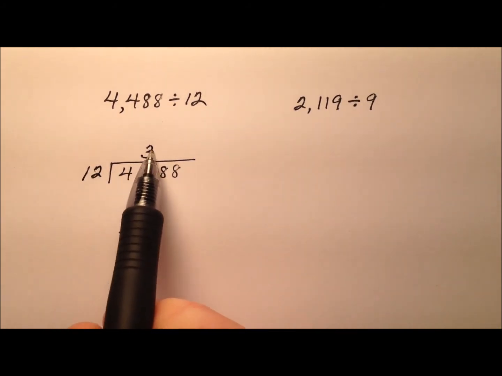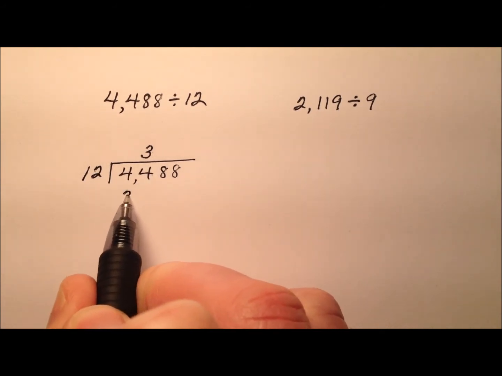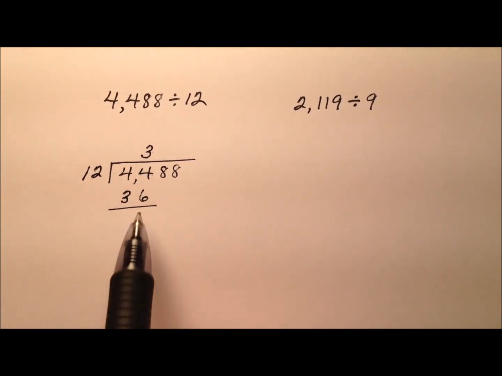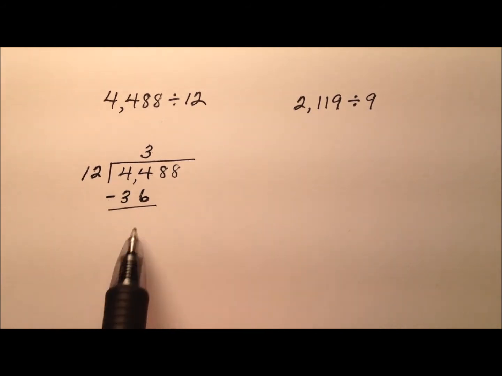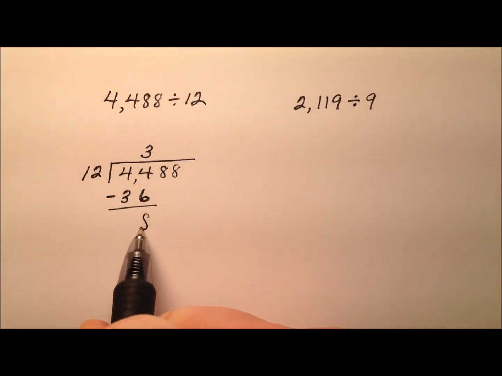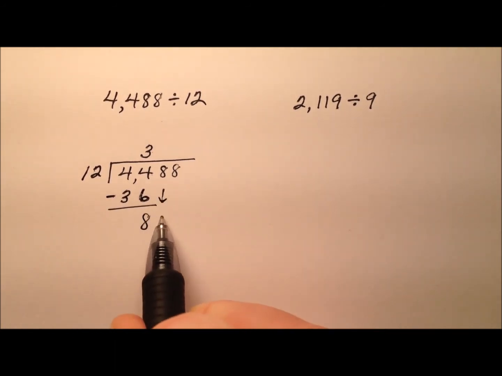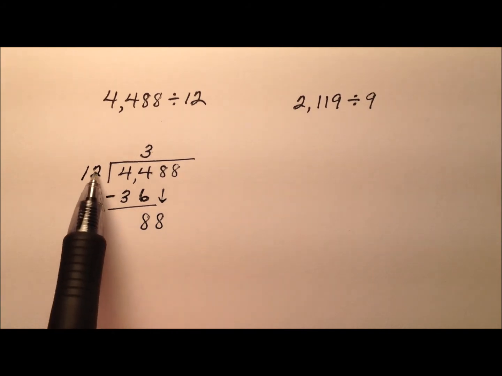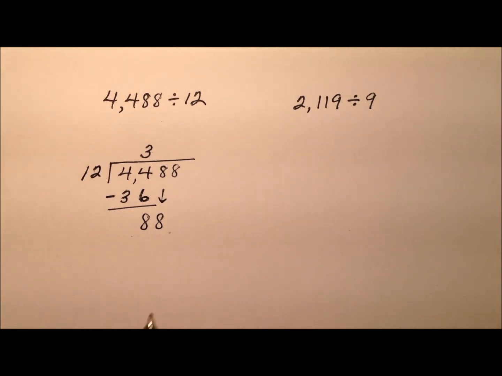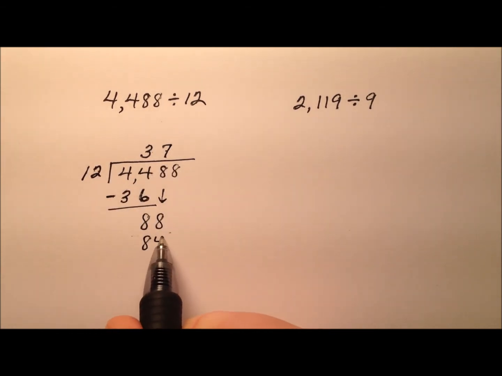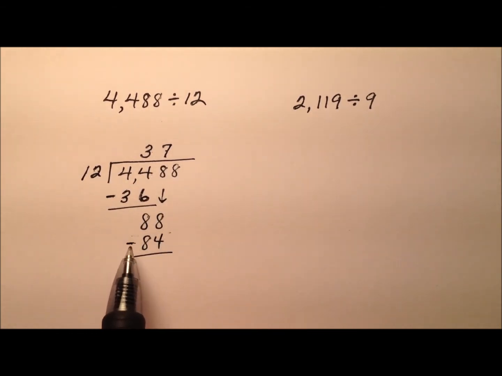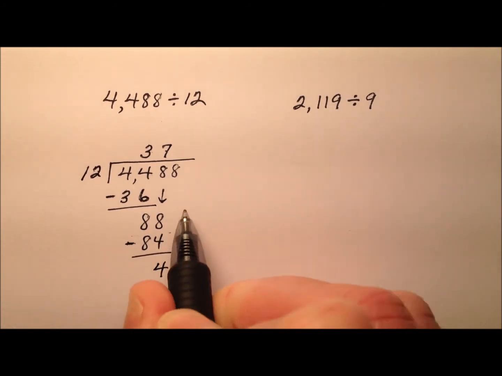So we come back, we multiply here. 3 times 12 is 36. And then we go ahead and we subtract, don't we? So this 36 is positive, but we actually need to subtract. So I'm really changing that sign. And then this subtraction gives me 8. And then I'm going to bring down this 8. And how many times does 12 go into 88? Well, that's 7. So 7 times 12 is 84. And I'm going to subtract these, so change this sign from positive to negative. When I subtract, it makes 4.